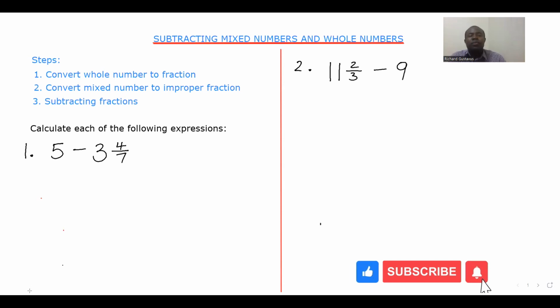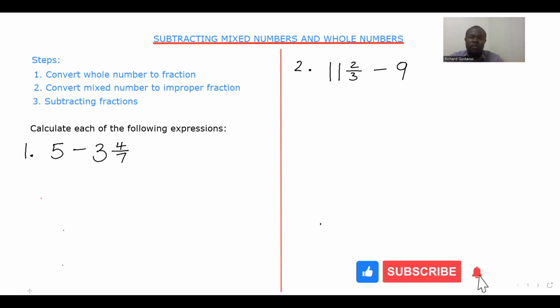In this lesson, we'll be focusing on subtracting mixed numbers and whole numbers. There are several methods that can be undertaken to complete this exercise. However, in this lesson, I'll be focusing on two methods. Method one is where we convert the whole numbers to a fraction, then convert the mixed number to improper fractions, then subtract. And the next method is where we work the question at an advanced level. That can be done in, let's say, one step or two steps. All right, so let's jump right into it.